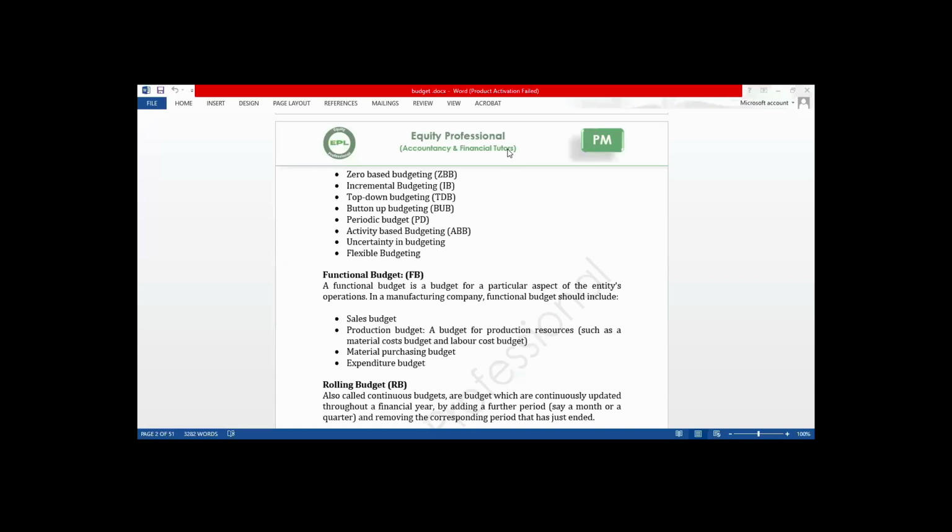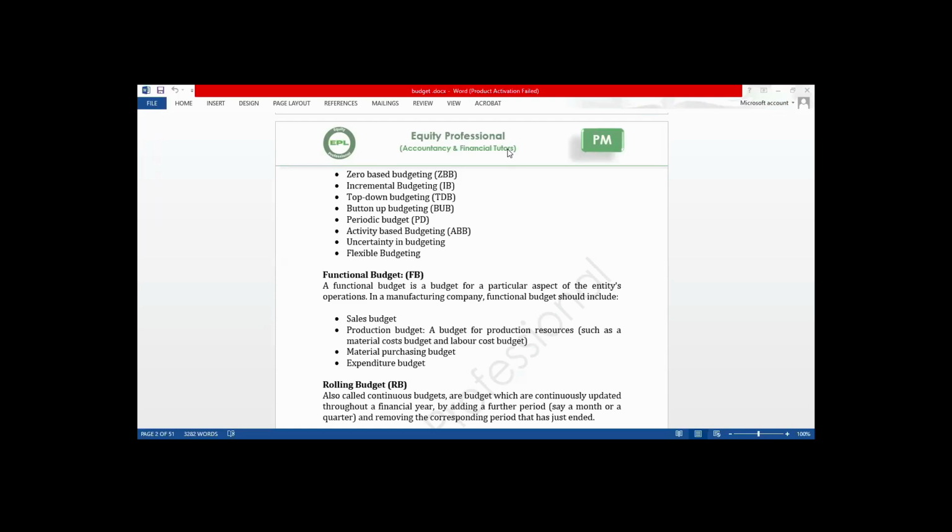In a manufacturing company, the functional budget should include your sales budget. So when you're talking of a manufacturing company, there are going to be functional budgets. One is your sales budget. In most cases, the sales budget is the first budget the company will prepare. Your sales budget shows the volume of sales the company wants to achieve at a particular time. The unit of sales the company wants to achieve.